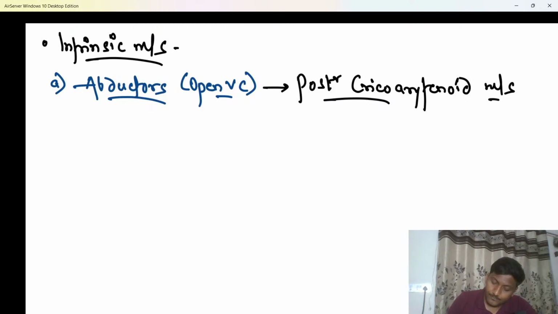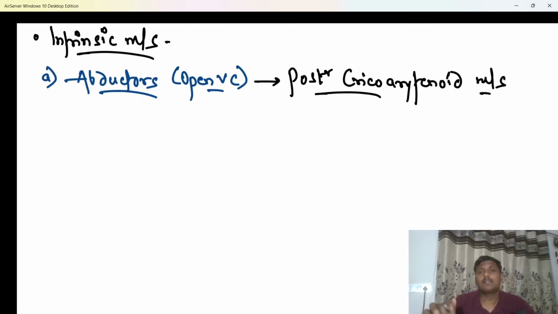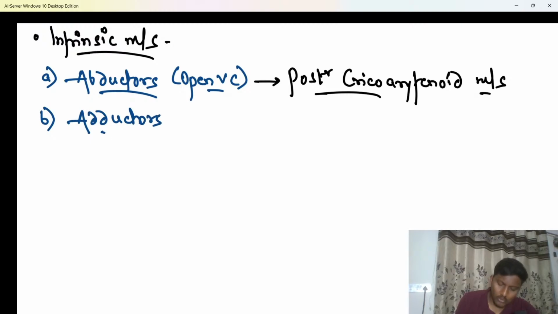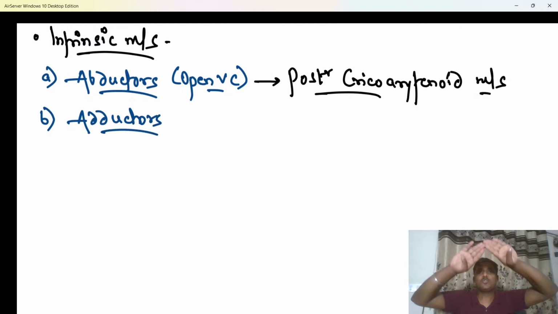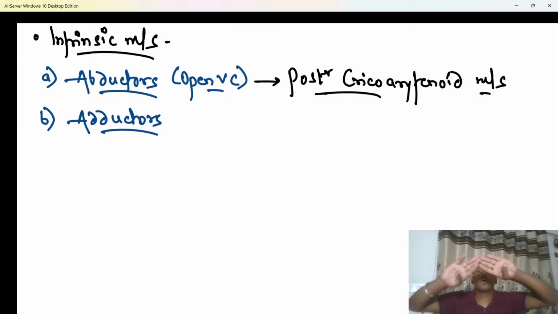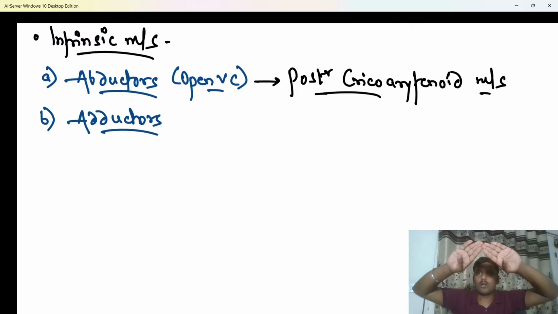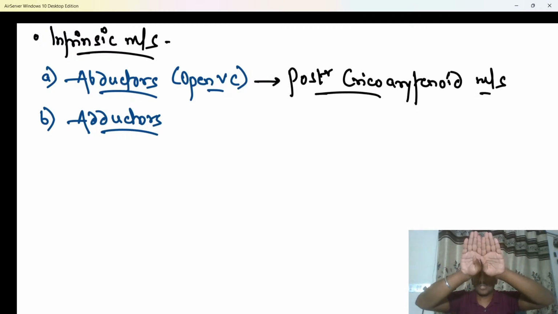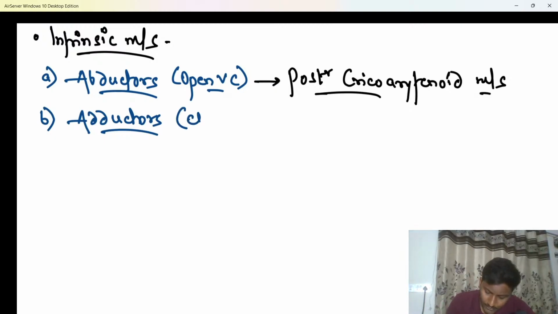The second important group, that was abductors, the muscle which is going to open the vocal cord. The second group of muscles is known as adductors. What is adduction? I hope all of you are quite aware. Adduction means towards the center. Remember it like that. So the adductor group of muscles are the muscles which will close the vocal cord, or bring the vocal cord towards the center. So the adductor group of muscles will close the vocal cord.